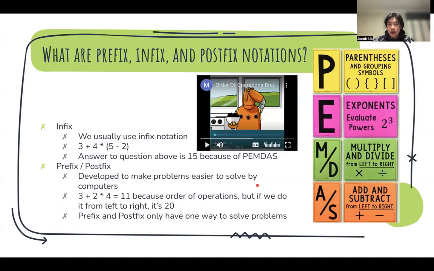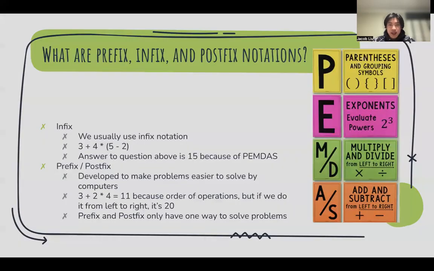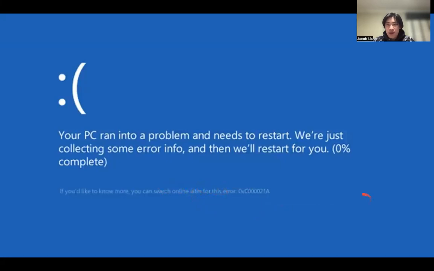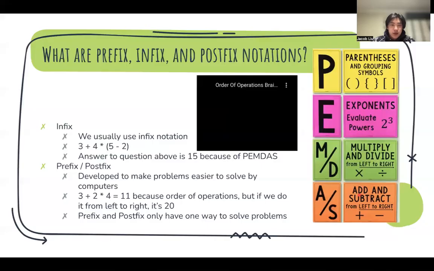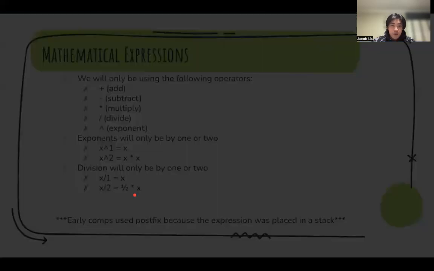So for very early computers, very early calculators, they use prefix and postfix. So yeah, this is just an example of what would happen to your computer, right? If they try to solve this from left to right and then from right to left, it's just too many ways to solve an infix expression, but there's only one right answer.